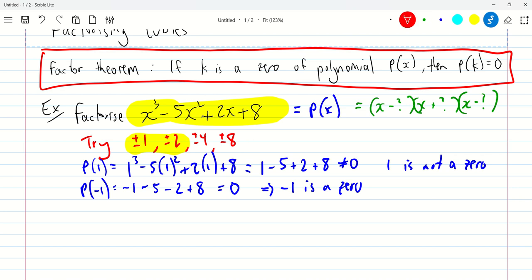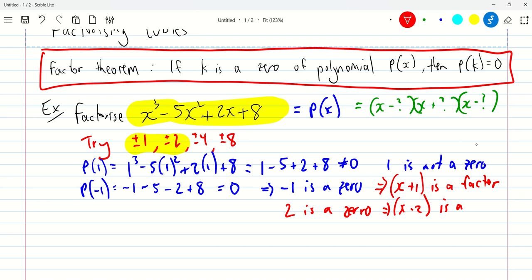What that means, because negative 1 is 0, is that x plus 1 is a factor. So if you remember, if negative 1 is a 0, then x plus 1 is a factor. If positive 2 was a 0, I don't know if it is, I'm just showing you this, that means that x minus 2 is a factor. Hopefully that makes sense. So we've found one of our factors. All right, how does that help us?